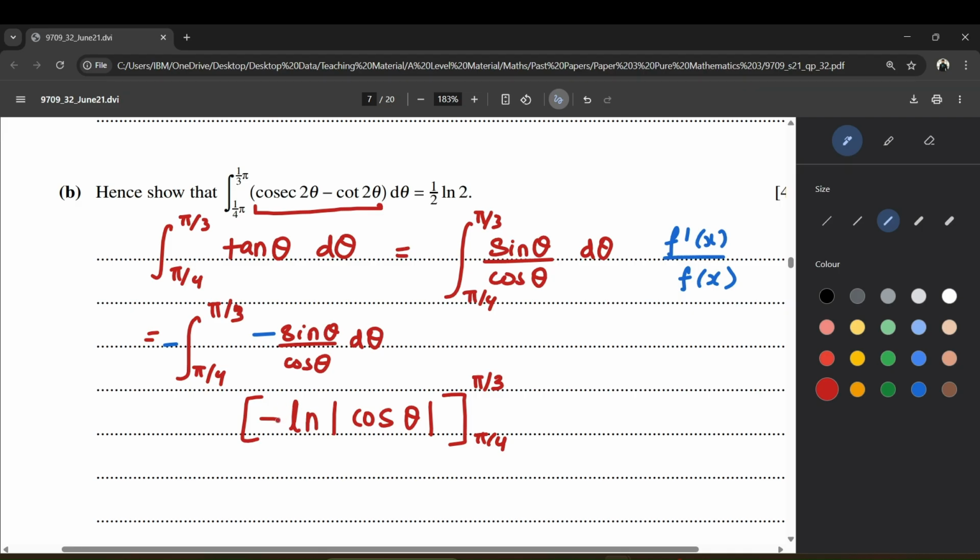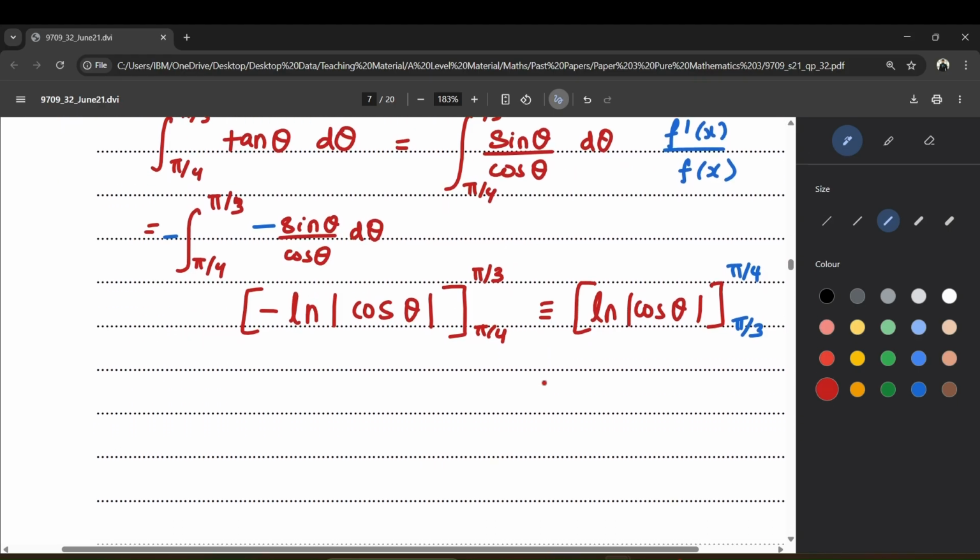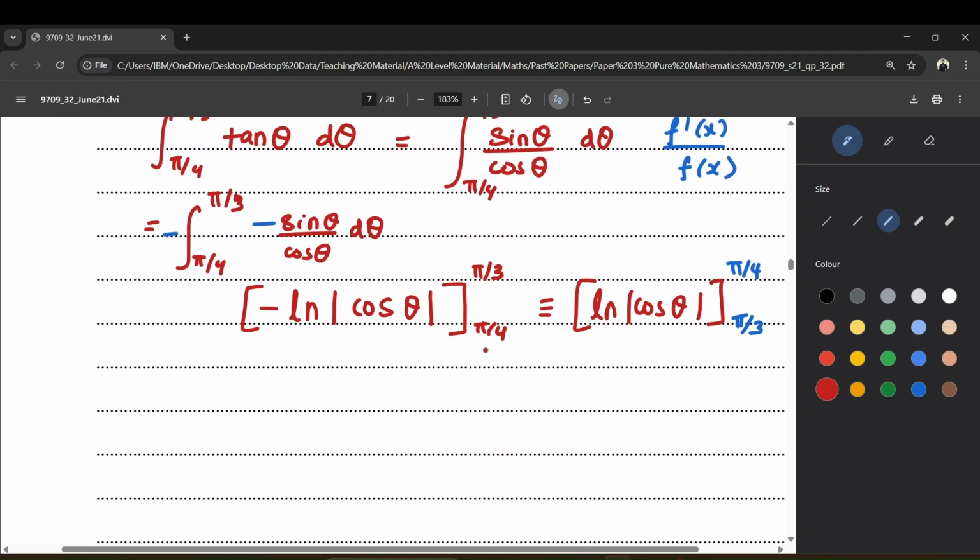Now you can see that there's a negative ln inside, right? If I want to get rid of this negative, I can swap the limits. So this is equivalent to ln cos theta with the limits being swapped. So at the top now I have pi over 4, and at the bottom I have pi over 3. Now definitely the answer is going to be the same, right? That goes without saying. So now we have ln cos pi over 4 minus ln cos pi over 3.